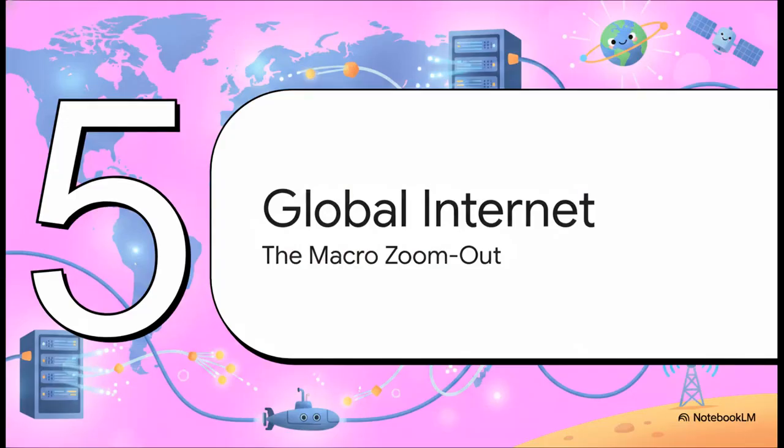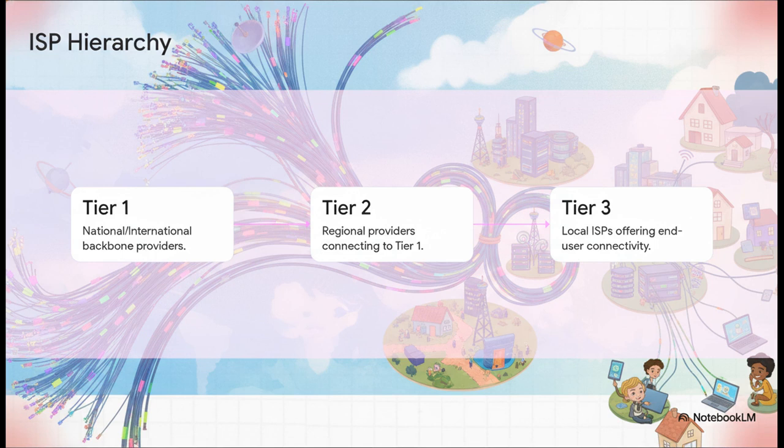Section 5. Global Internet Infrastructure. All right, it is time for the ultimate macro zoom out. We're going to look at the largest packet-switched internet network on the planet. And note, we capitalize Internet with a capital I when we are referring to the specific global internet network that connects millions of individual networks worldwide. This global infrastructure is almost unimaginably complex, but it actually operates on a very strict hierarchical structure of Internet Service Providers, or ISPs. At the very top of the food chain, we have Tier 1.